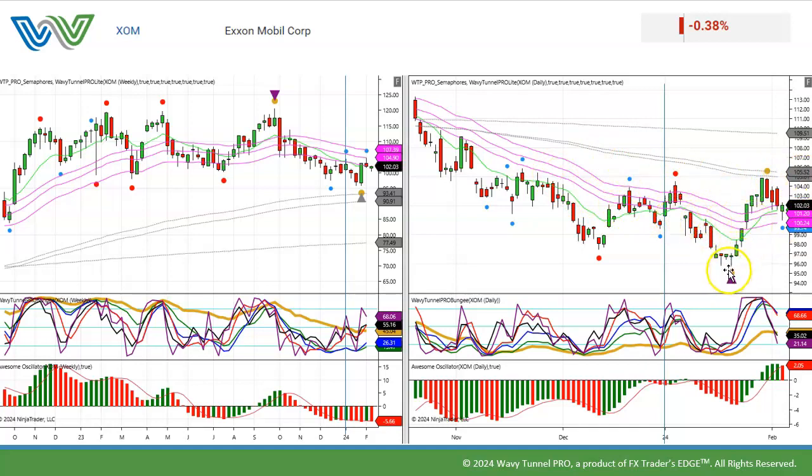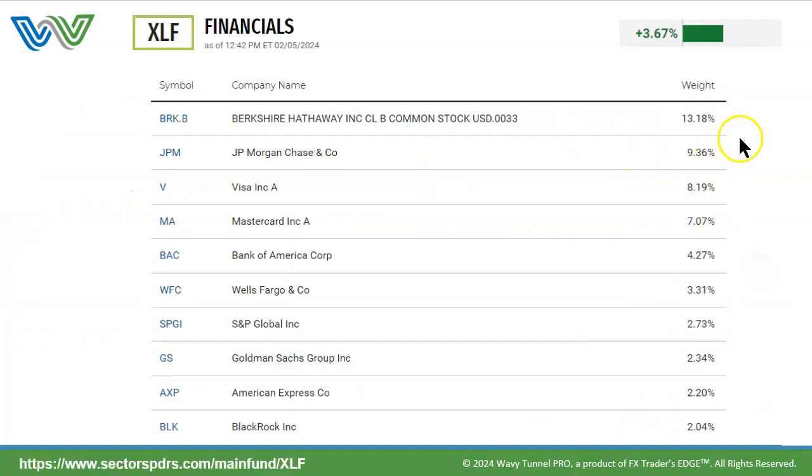We did come off the lows, come off the bottoms, and hit the tunnel, and we backed off again. But we do want to see the wave crossing back over the tunnel before we can see some real progress in this. So we're still in a consolidation phase. Moving on to the financials, up 3.67% year to date.